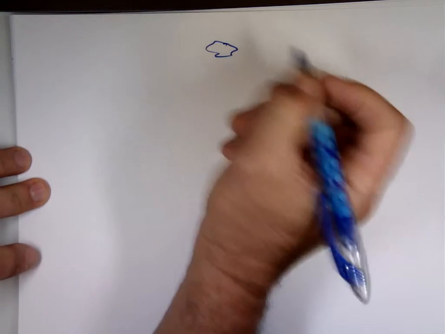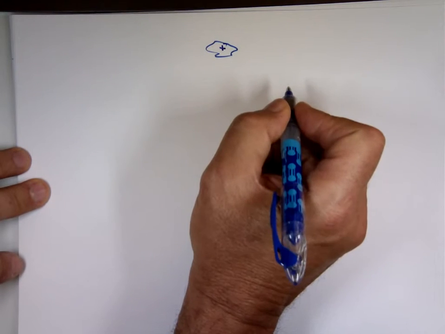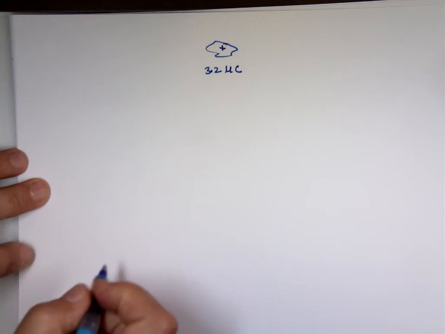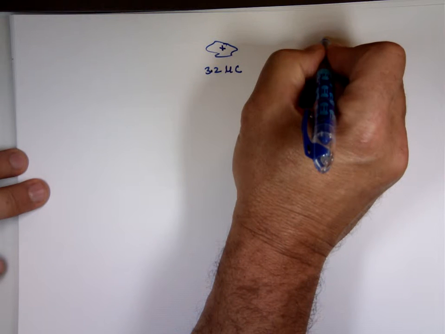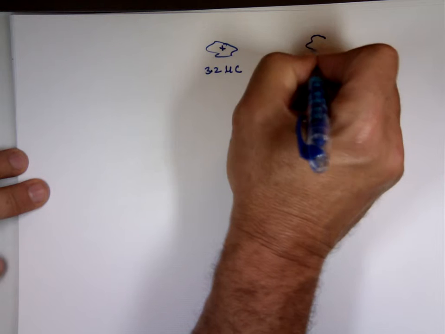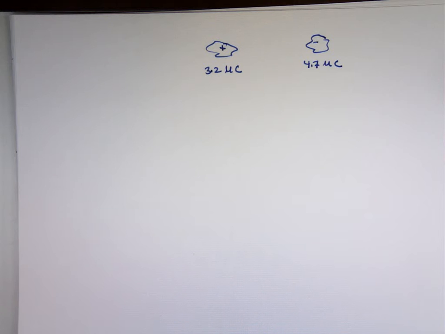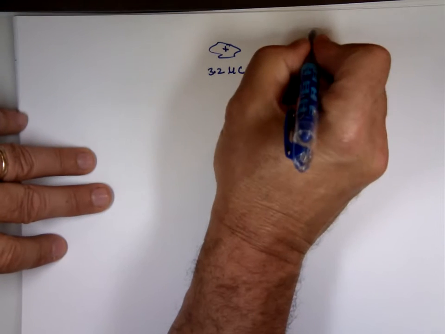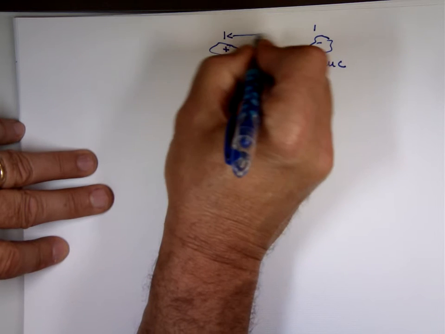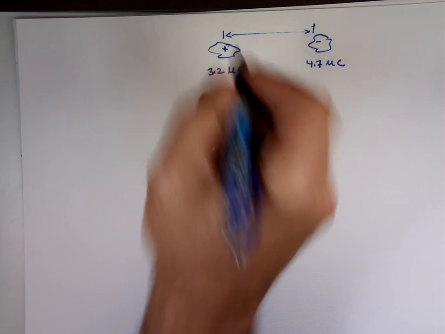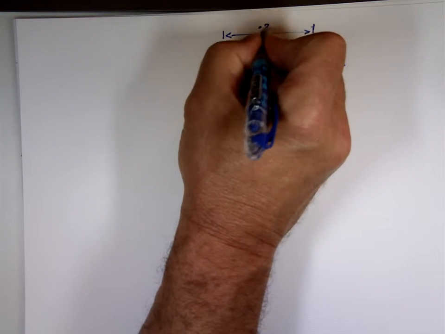Let's say we have two charges. I'll make this one up. Plus or minus, what do you want? Plus. What's the value? 3.2 microcoulomb. Next charge, plus or minus? Minus, okay. 4.7 microcoulomb. I'm just making numbers up. Let's say the distance between them is, I don't know, 0.2 meters.